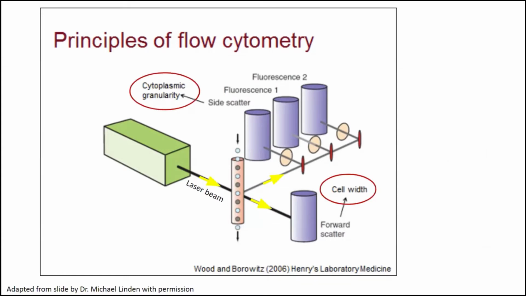We can also get data about the physical properties of the cells using forward scatter and side scatter. Larger cells tend to have more forward scatter, and those with more cytoplasmic complexity, like increased granules, have more side scatter.